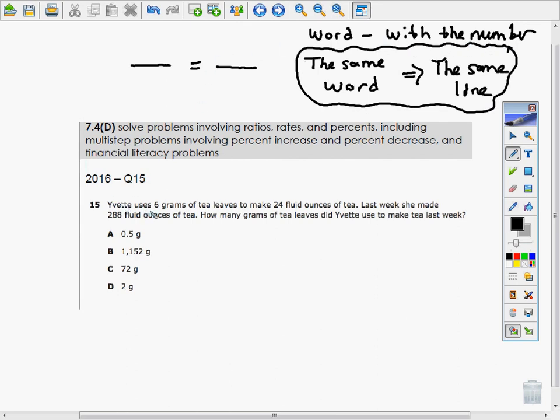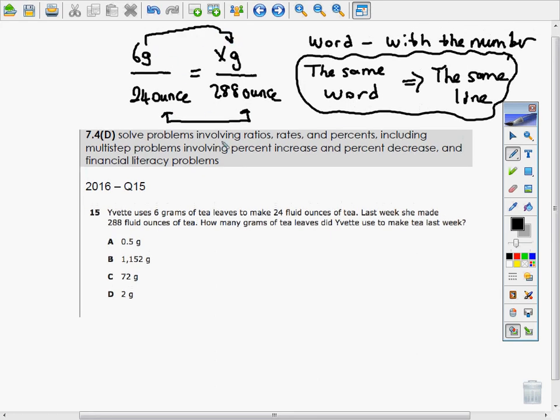So Yvette used 6 grams of tea leaves to make 24 fluid ounces of tea. So 6 gram, 24 ounce, right? Last week she made 288 fluid ounces. 288 ounce. How many grams of tea leaves did Yvette use to make tea last week? So how many grams? Once again, the same word, the same line for both cases.